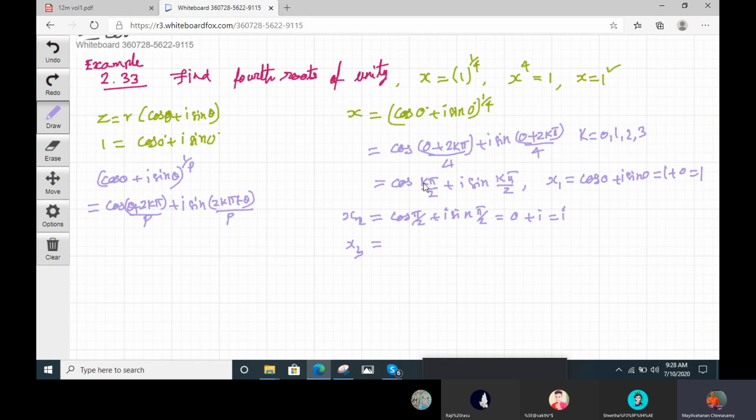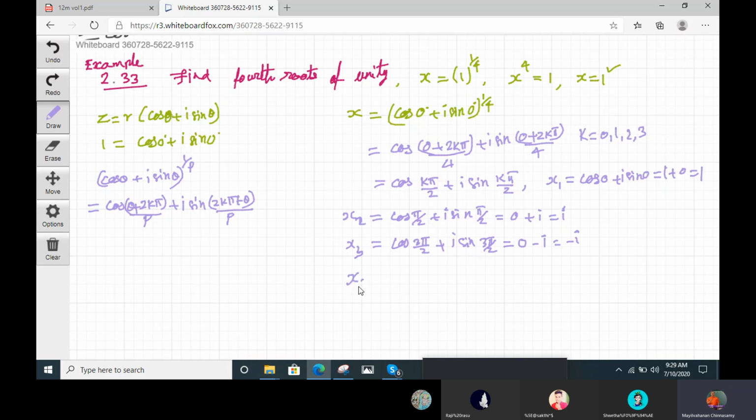Third value, put k equal to 3. Cos 3 pi by 2 plus i sin 3 pi by 2. 3 pi by 2 means 270 degree, which is pi plus pi by 2. That is in the third quadrant, correct? Third quadrant, so both are negative. Cos 270 is 0, sin 270 is minus 1. So we can write this as 0 minus i. So the answer is minus i.